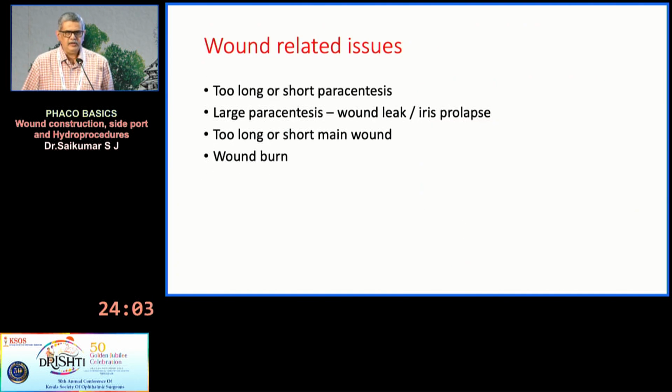So what are the wound related issues you are likely to have? You can have either a long or a short paracentesis. Short paracentesis do leak. You can have a bit of iris prolapse if the breadth is more, and especially if you are doing a case of IFIS, you can have the iris coming on into the wound quite often. If the breadth is too much, you can have wound leak during phaco. You can have shallowing, because each time you move your second instrument, you can have a shallowing of the chamber.